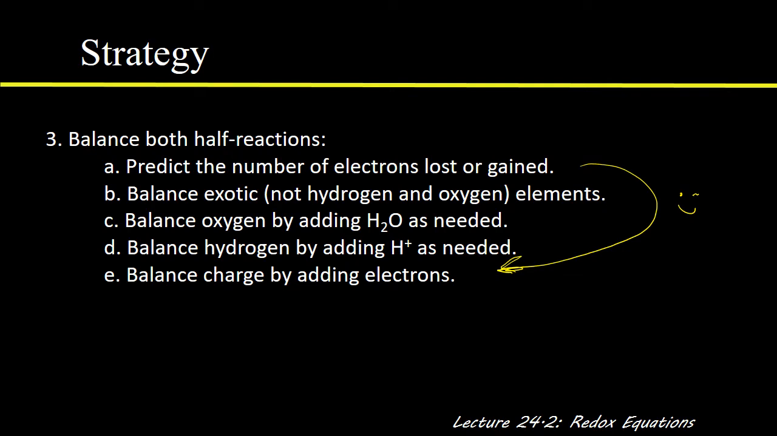Where you might see this, usually you'll have things like, well, in this example that we're going to have in a minute, we'll have permanganate going to manganese. So the exotic element would be the manganese, okay? And there's one on each side, so they're already balanced. 9 times out of 10, at least 9 times out of 10, the exotic elements are already balanced, okay?